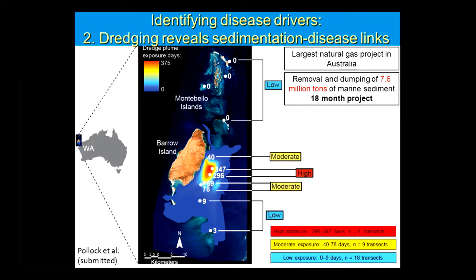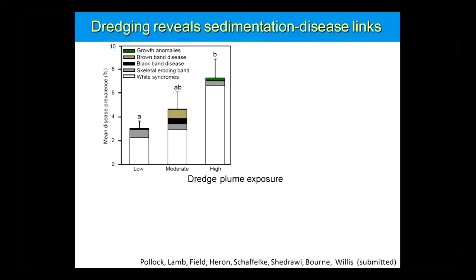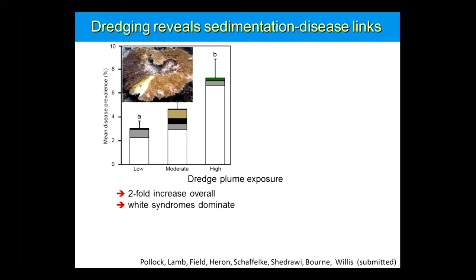Now, these disease surveys were led by Joe Pollock in collaboration with the Western Australia Department of Environment and Conservation, and what they found was that, again, there was an increase in coral disease from the low through to the high impact sites. Overall, there was a twofold increase in disease, but it was particularly white syndromes that increased. So this enormous increase in white syndromes on the high impact sites.